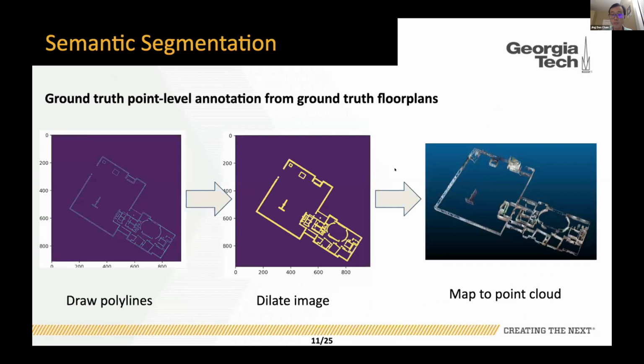All right, so after we're finished with pre-processing the point cloud data, we will carry out semantic segmentation to label each point in the point cloud. First, we actually have to do a conversion process to convert the ground truth floor plan into ground truth point level annotations. So we go through this procedure of drawing the polylines, dilating this resulting image, and finally mapping these 2D labels back into 3D. And this will actually give us the ground truth labels that are required to train a semantic segmentation model.